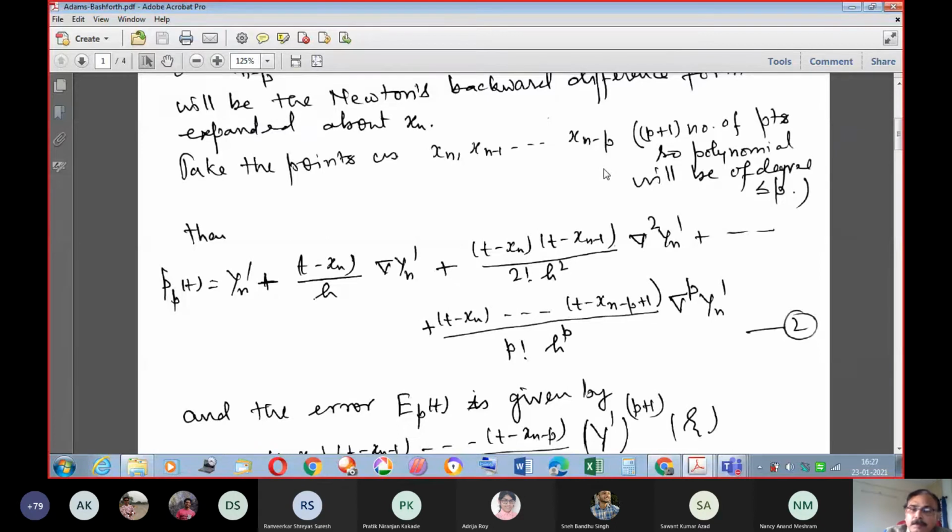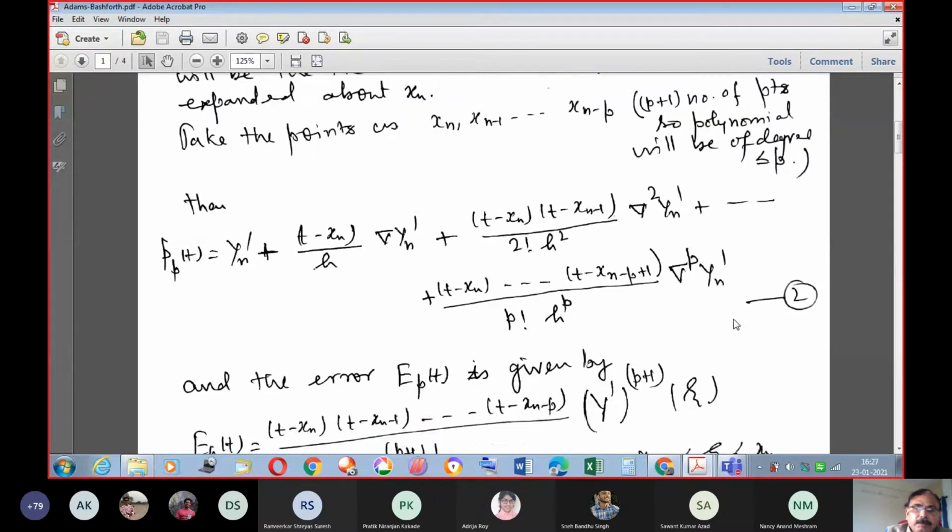Up to p minus 1 means x_n minus (p minus 1), which means it is x_n minus p plus 1. So up to this, the product is taken, divided by p factorial h to the power p, and then the backward operator del to the power p y_n prime. And the error term will have all the products of this type.